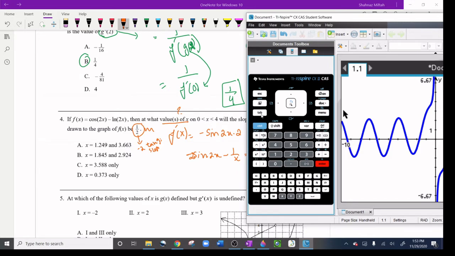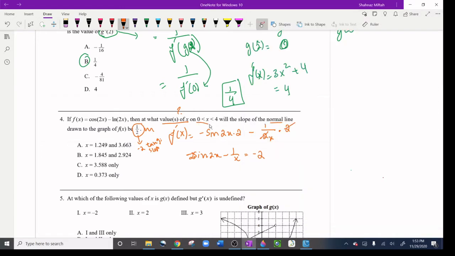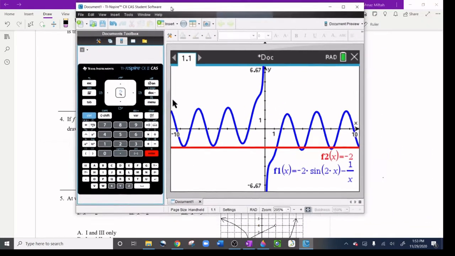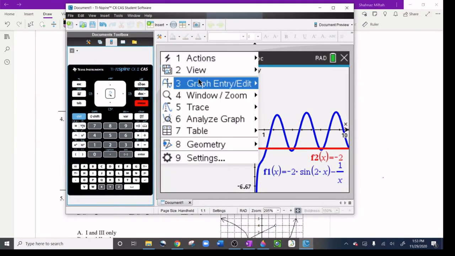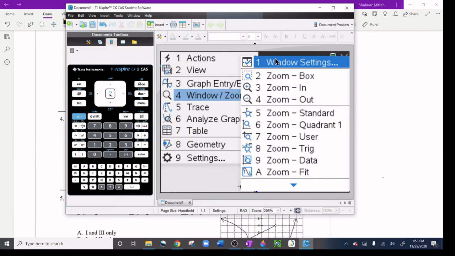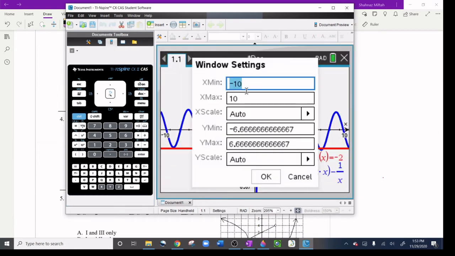I have to have another graph, so I'm going to open another tab, and the other one is -2, I'm sorry, -2. Then you enter. So I'm going to look for the points of intersection. But before I do this, my window is supposed to be 0 and 4. So I'm going to change my window to 0 and 4. Go to menu, window zoom, window settings, and I change this to 0 and that one to 4.